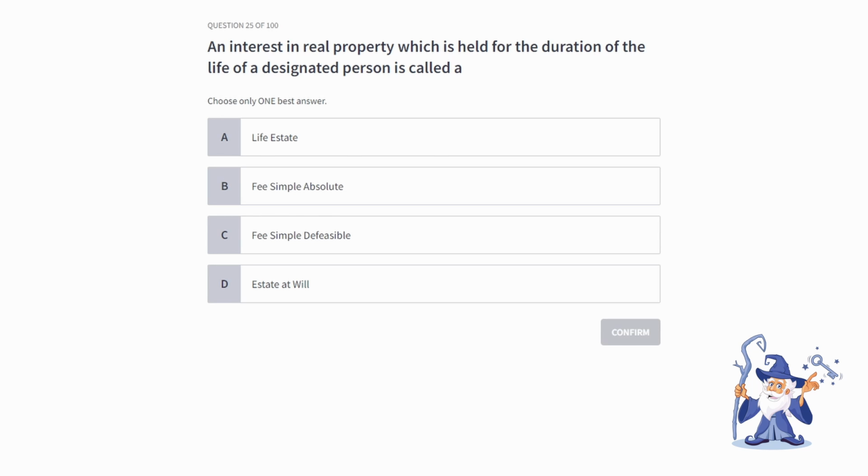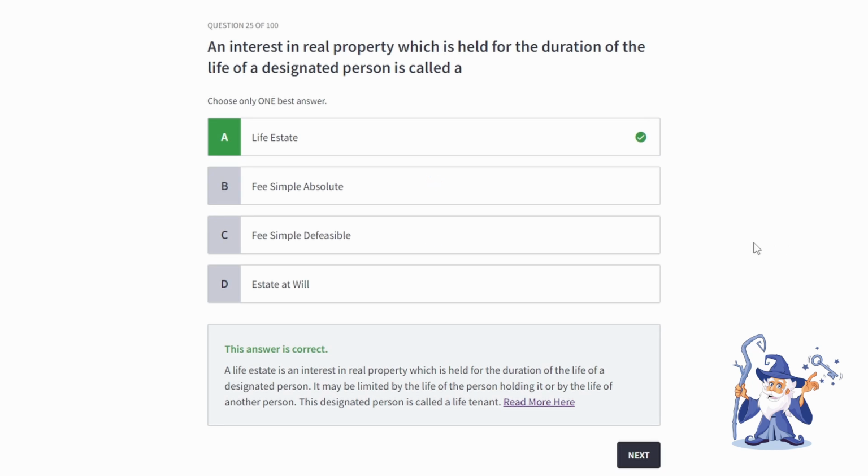Alrighty. What is the correct answer for this one? Well, it's going to be A. That's right, a life estate. So, a life estate is an interest in real property which is held for the duration of the life of a designated person. It may be limited by the life of the person holding it or by the life of another person. Now, that designated person is called a life tenant.